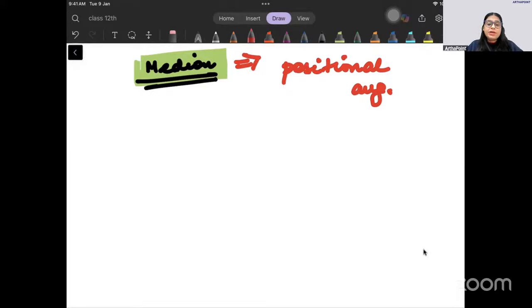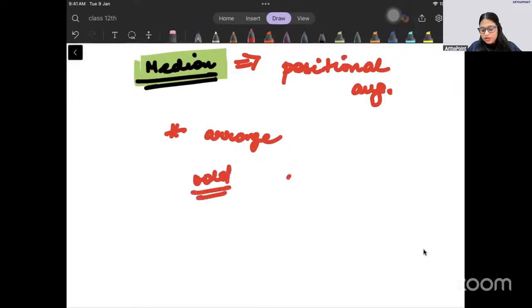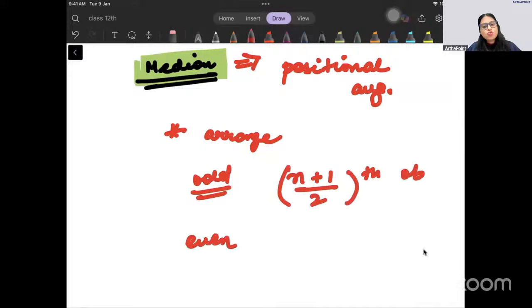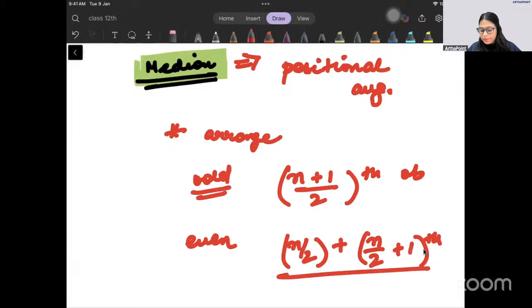How do we find median? To find the median of individual data, first you arrange them in ascending order. If there is an odd number of data, then it will be the (n plus 1) by 2th observation. And if it is even, then it is going to be the n by 2th observation plus the (n by 2 plus 1)th observation, divided by 2. Okay, so this is your even case.